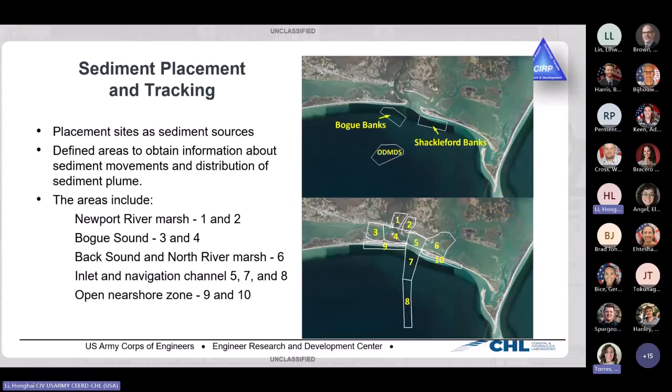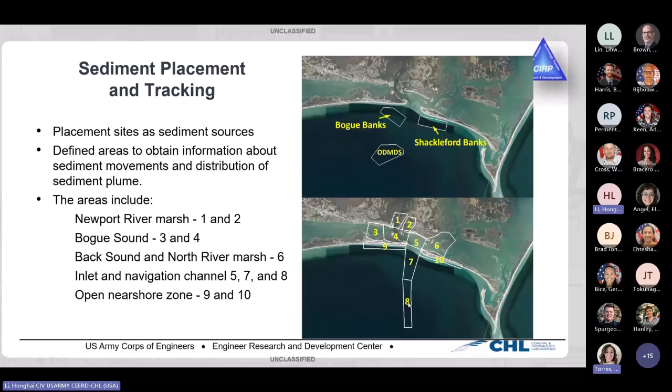So now we go to the sediment transport. For sediment simulation, we specify the placement site as a sediment source, right? We leave the sediment there, see where it goes, and we also define some areas around the inlet, like 9 and 10 is a nearshore open ocean area.